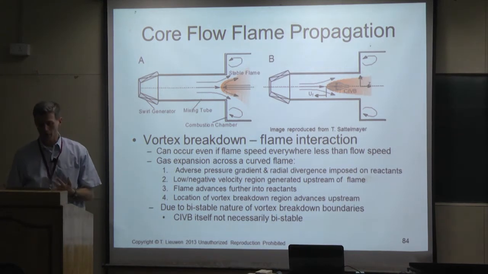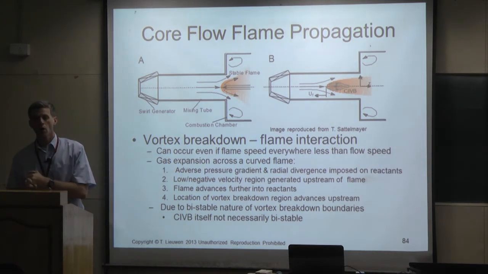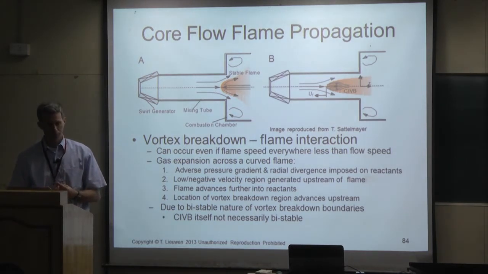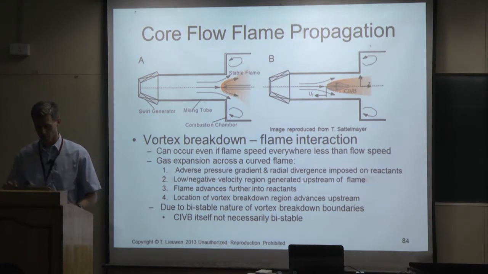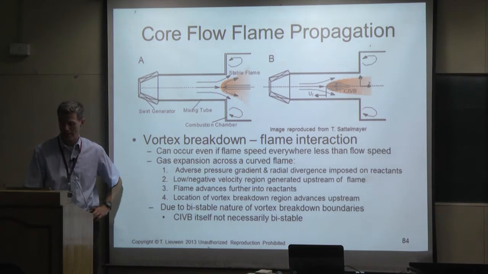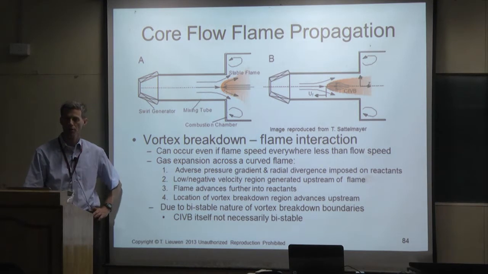So two examples here. I've talked about boundary layer flashback, whereby the flame alters the stability of the boundary layer and causes boundary layer separation, or core flow flashback, where the flame interacts with the hydrodynamic stability of the swirling flow and causes the location of vortex breakdown. So Thomas Sattelmeyer refers to this phenomenon as CIVB, which I've not defined anywhere, but that's combustion-induced vortex breakdown. So vortex breakdown is combustion-induced and interacts with it.